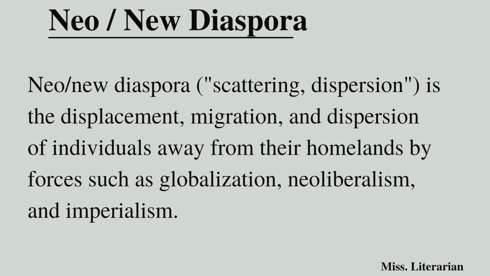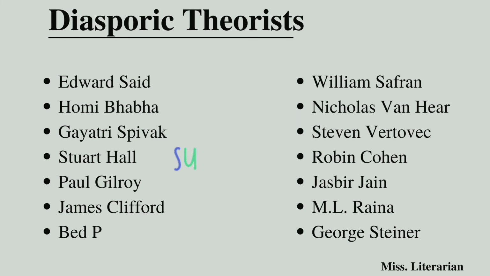Next is neoliberalism, which means free market capitalism. Next is imperialism. Imperialism is a practice of domination or power over a territory. All these forms of diaspora create economic, social, political, and cultural difficulties for individuals in their homeland that force them to displace and migrate. I would also wish to tell you the theorists who talk about diaspora.